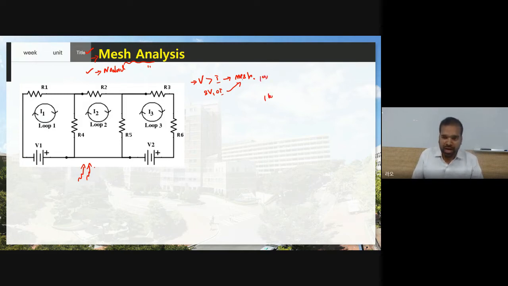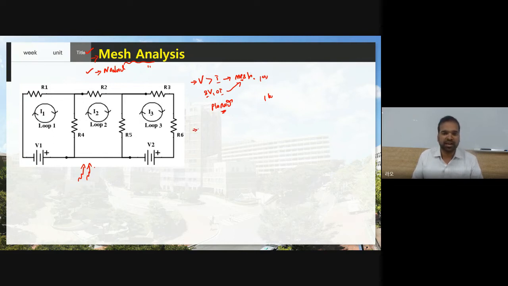If you want to apply mesh analysis, the circuit should be what? A planar circuit. For a non-planar circuit, you cannot apply mesh analysis. Planar circuit means you can draw the circuit on a plane surface without any crossover. See here in this circuit, you don't have any crossover. Therefore, it is a planar circuit. And of course, you have more voltage sources, so you can apply mesh analysis.